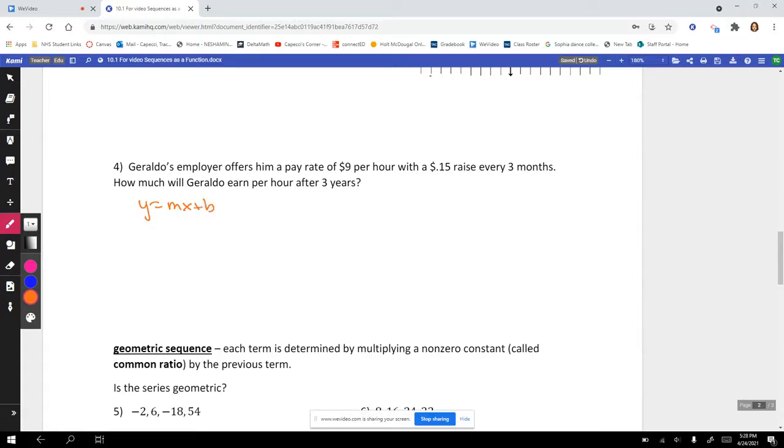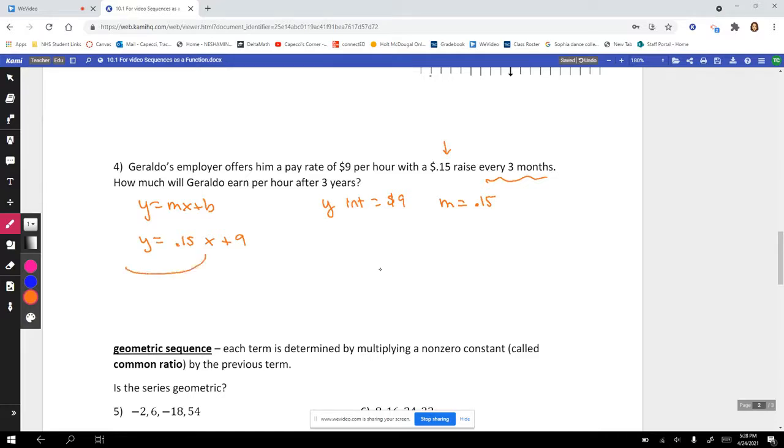Now, our pay rate, where does he start? He starts at $9 an hour, so that's our y-intercept, right? That's always where we start. The slope is the rate of change. So that's changing at 0.15, right? 15 cents every 3 months. So my rate in slope intercept form, I have y is equal to 0.15x plus 9.